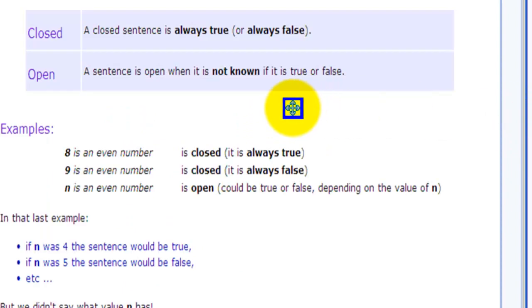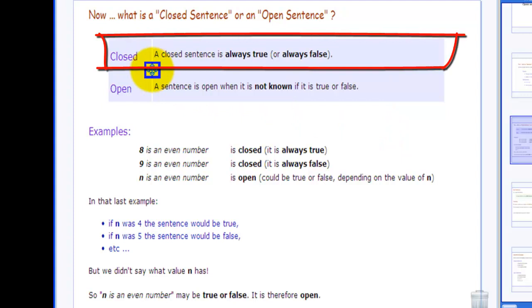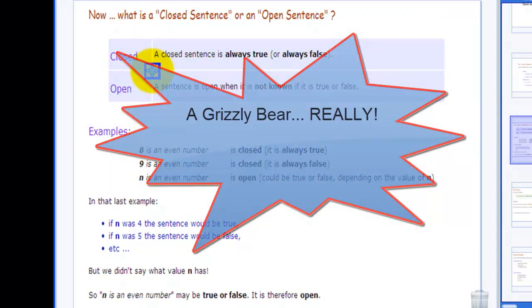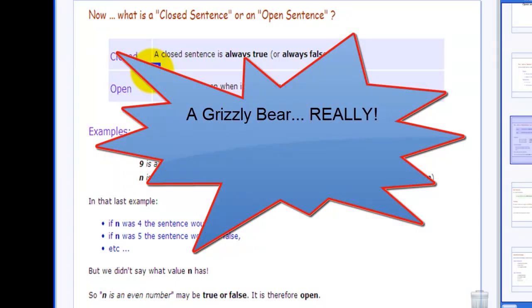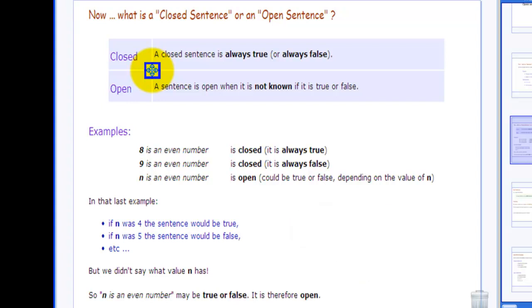Now, what is a closed sentence or an open sentence? We just talked about what a sentence is. Now we're going to talk a little bit about the difference between an open and a closed sentence. A closed sentence is always true or always false. So if I say something like the Pacific Ocean is a grizzly bear, that is always going to be false. But if I said a polar bear is white, that should be always true, unless we found a different color polar bear.